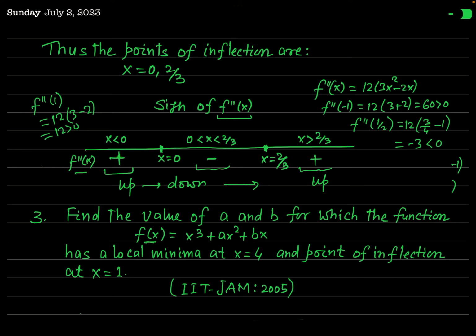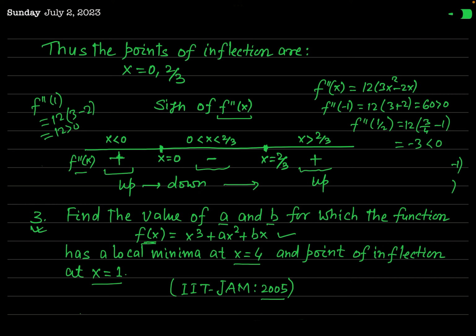Okay. Now I am taking the second example, which is a very important example, and it has been asked in the IIT JAM examination in 2005. Actually, in this problem, you can see we have to find the values of a and b, for which the function f of x equal to x cube plus ax square plus bx has a local minima at x equal to 4 and a point of inflection at x equal to 1.